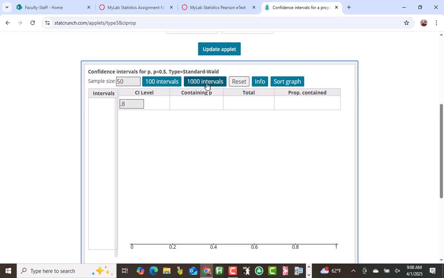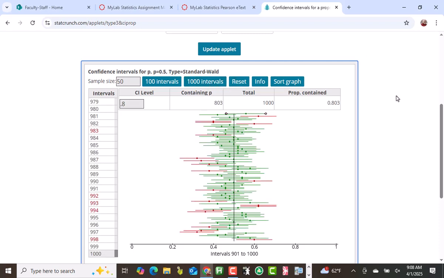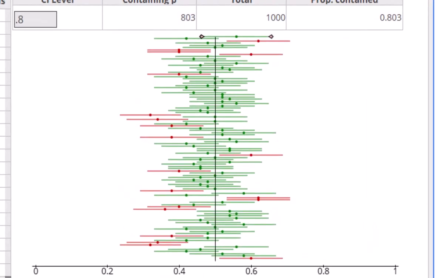So I'm going to do 1,000 intervals. Over here on the left, it's got all the intervals listed and which ones missed and which ones hit. What do I mean by that? Well, the ones in red, notice the little dots in the center? Those are the p-hats. So those red dots represent p-hat, and then the interval is around p-hat. Now the black line going down the middle is 0.5 because that's the population parameter that we really don't know. We're trying to guess it.